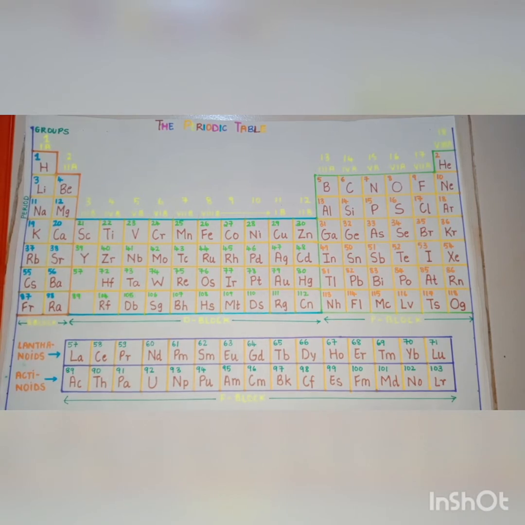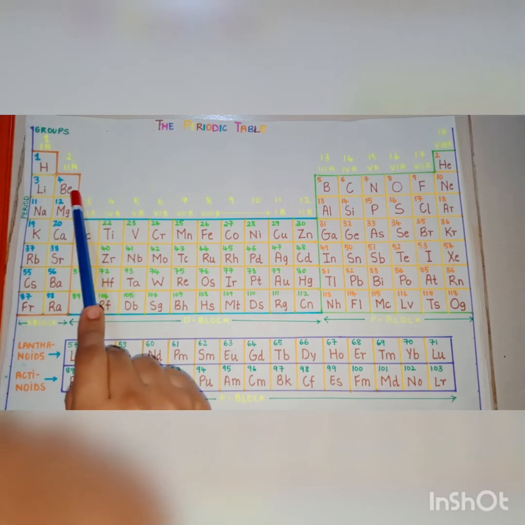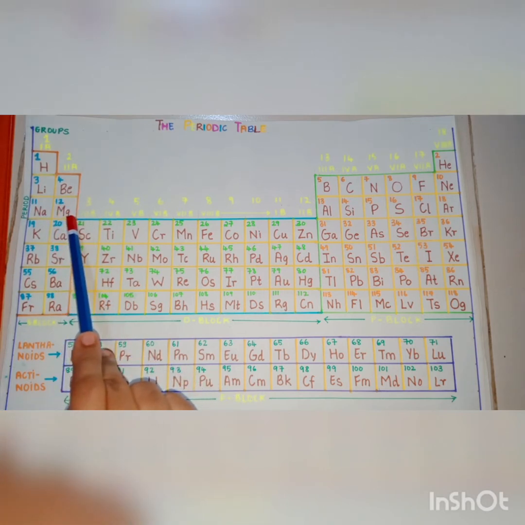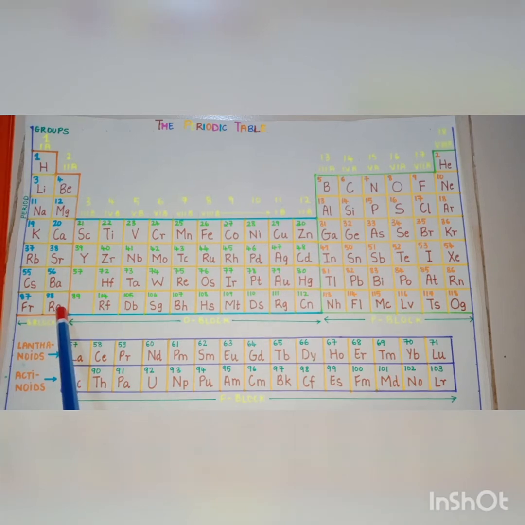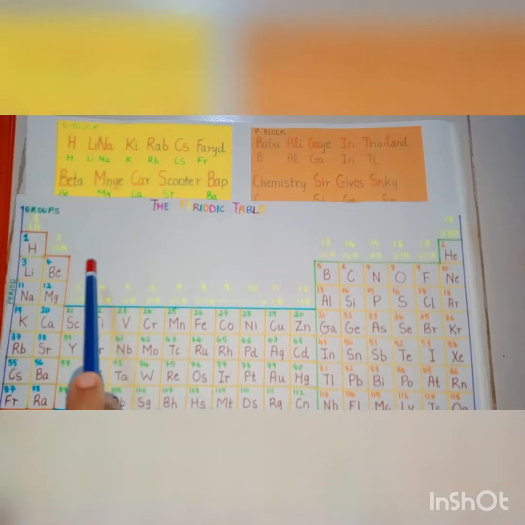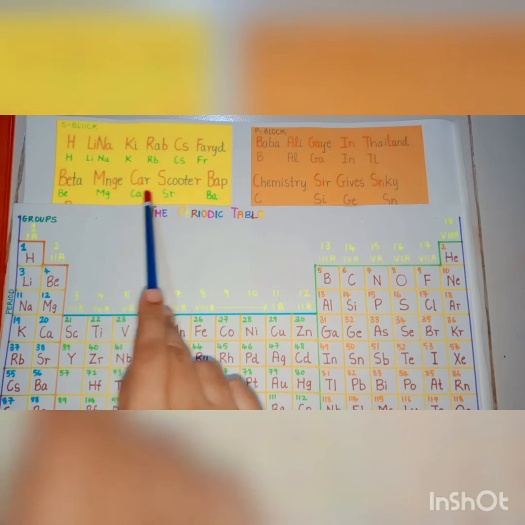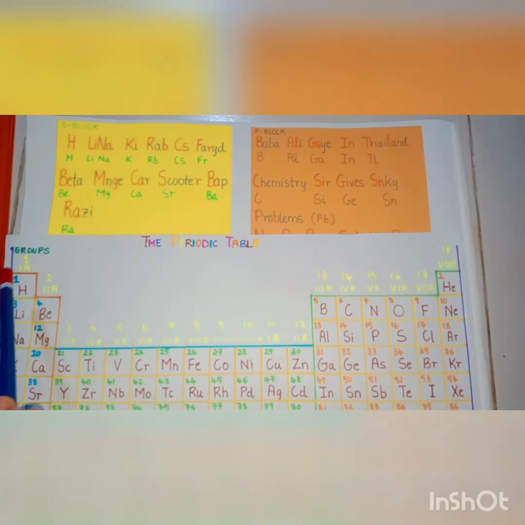The elements in group 2 are Be, which stands for beryllium, Mg for magnesium, Ca for calcium, Sr for strontium, Ba for barium and Ra for radium. The trick for group 2 is Beta mange car scooter baap razi.